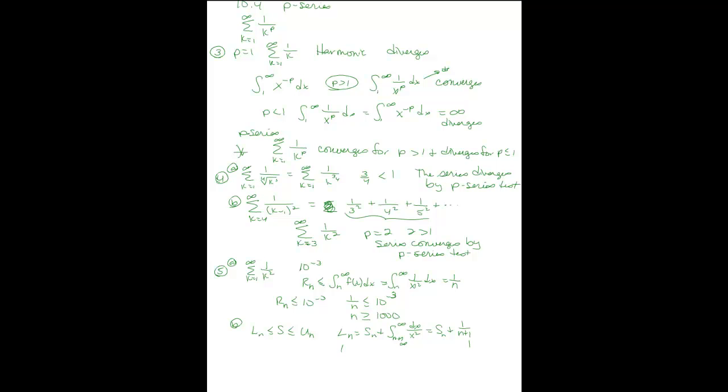And then the upper bound is going to be s sub n plus the integral from n to infinity of dx over x squared, which would turn into s sub n plus 1 over n if I integrated and plugged and chugged. So what have I got? I've got s sub n plus 1 over n plus 1 is less than the exact value, which is less than s sub n plus 1 over n.